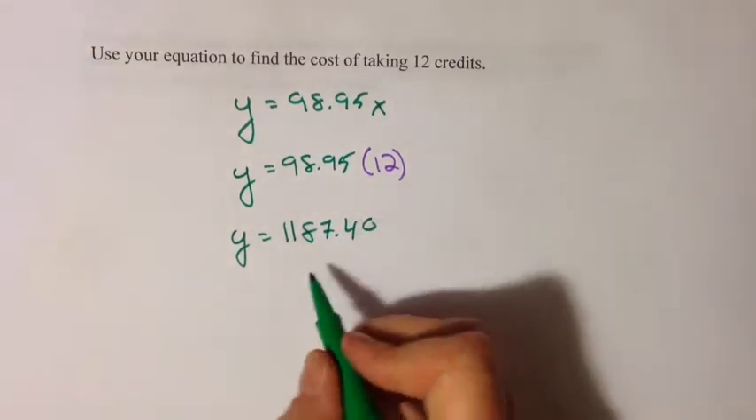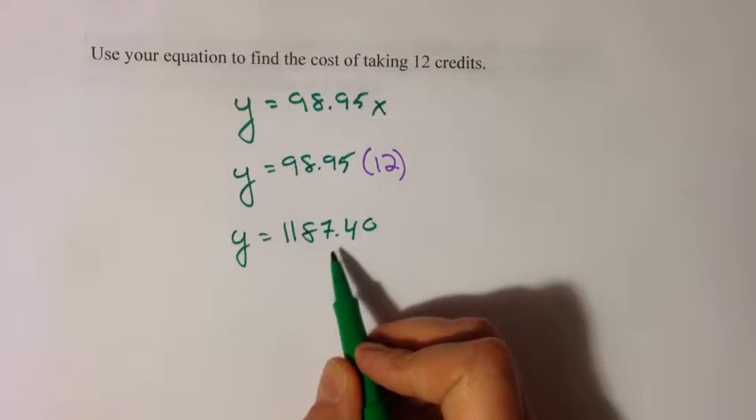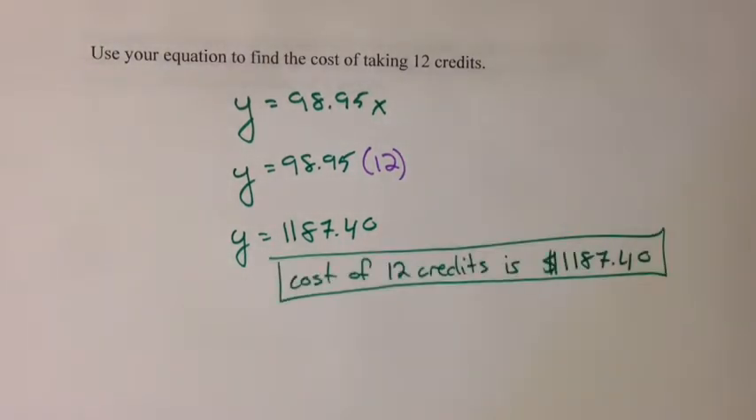So it looks like when you take 12 credits, it costs $1,187.40.